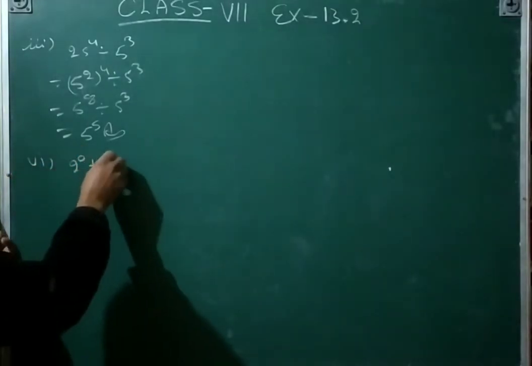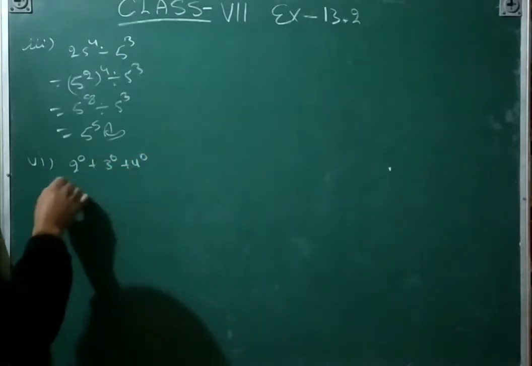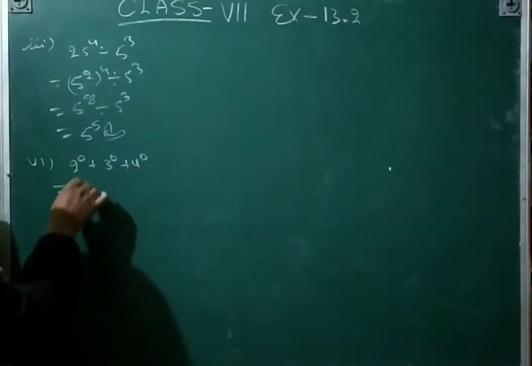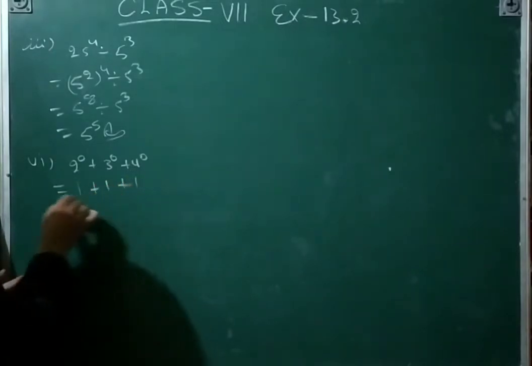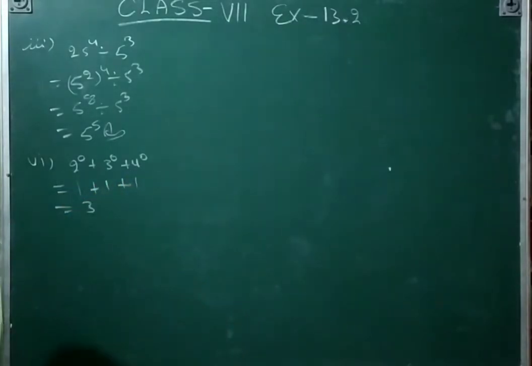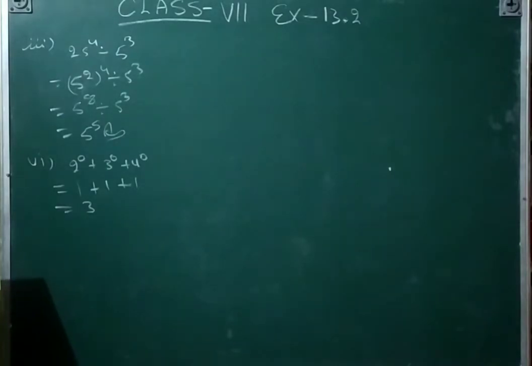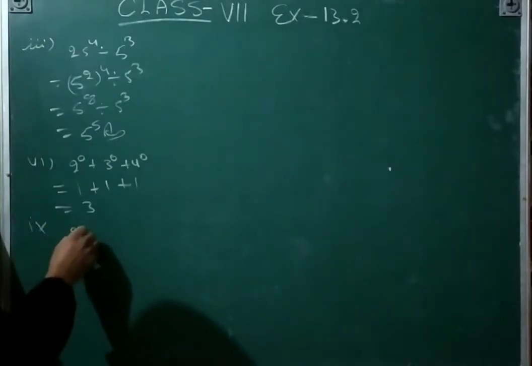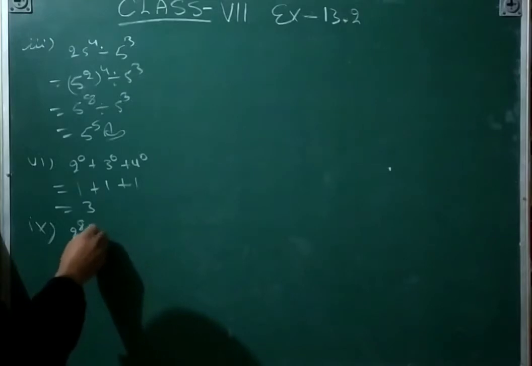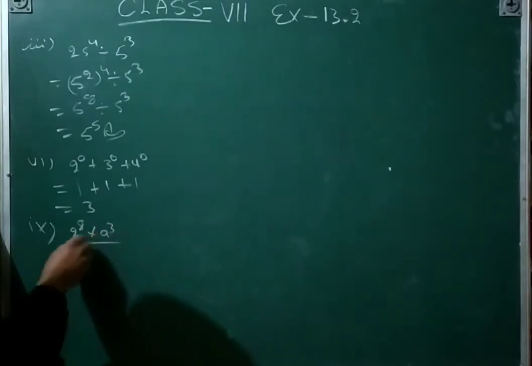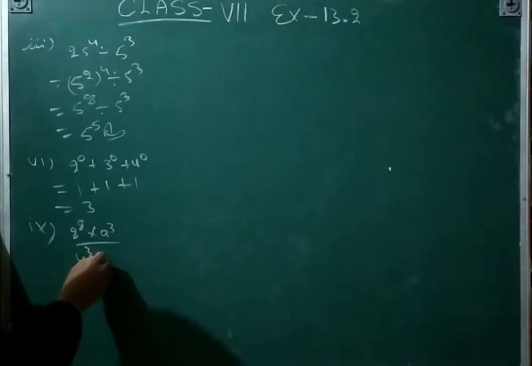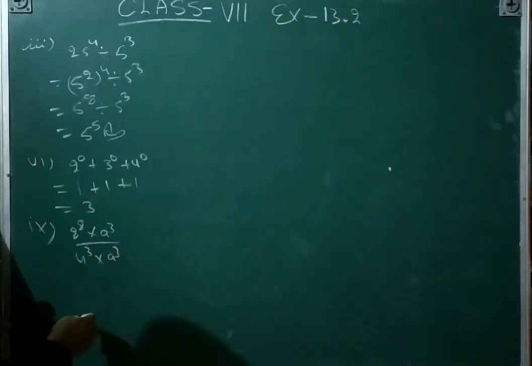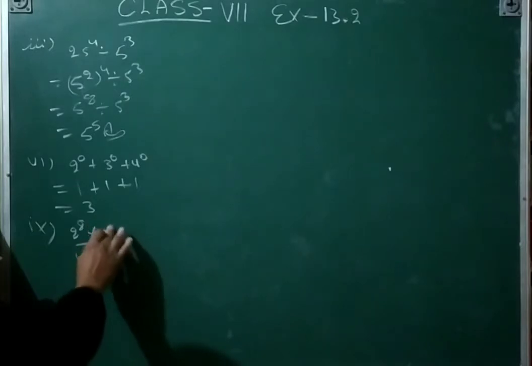The sixth part is a very simple question: 2 power 0 plus 3 power 0 plus 4 power 0. If you see anywhere power 0, that value will be 1. 1, 1, so that is 3. Similarly, the seventh part you can do, and the eighth part also you can do. Ninth part: 2 power 8 and then multiply a power 3 upon 4 power 3 multiply a power 3.